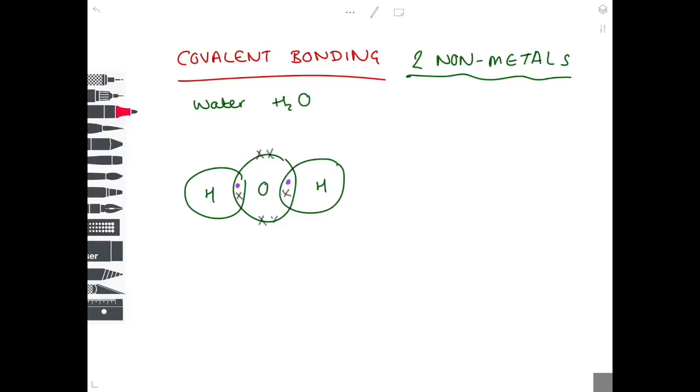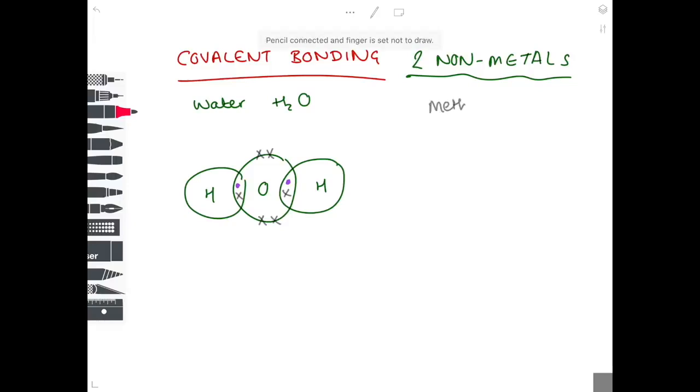4, 5, 6. And now double check and see that they're both full. Oxygen now has 8 electrons in its outer shell. Hydrogen only has 2, but that's fine because remember the first shell only needs 2 to become full. So that is now a perfectly completed covalent bonding diagram.